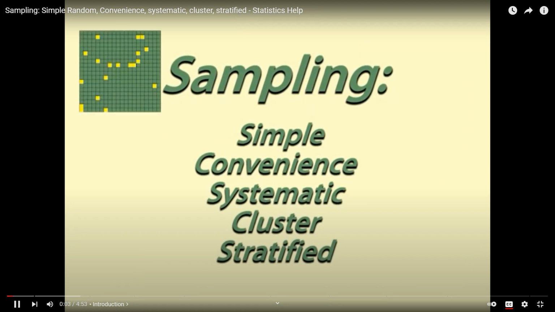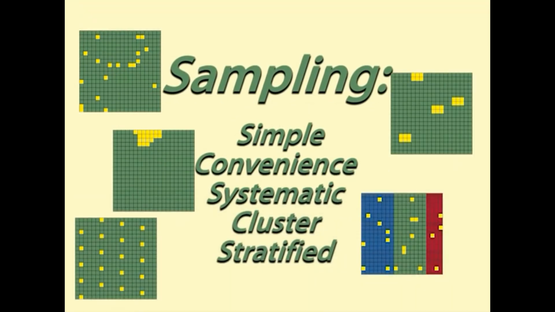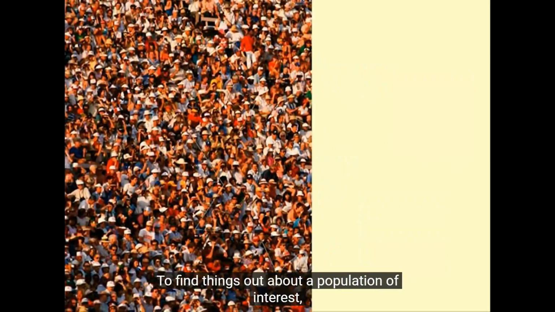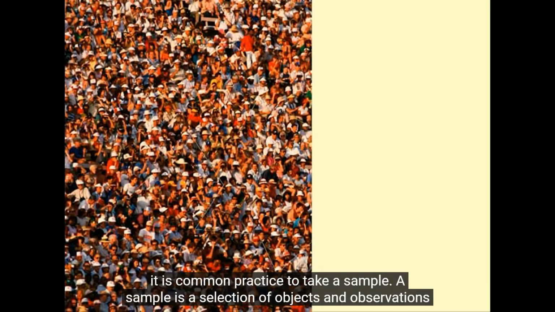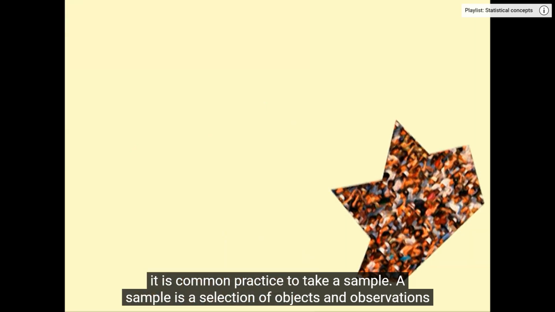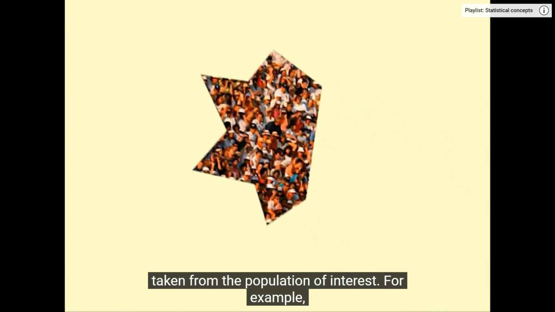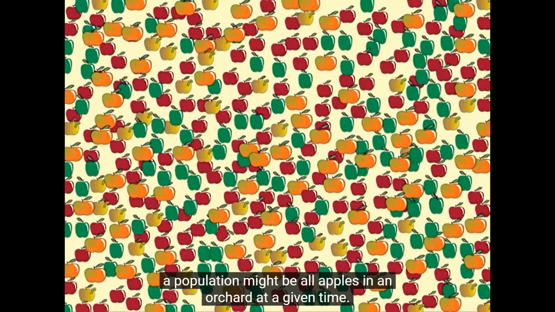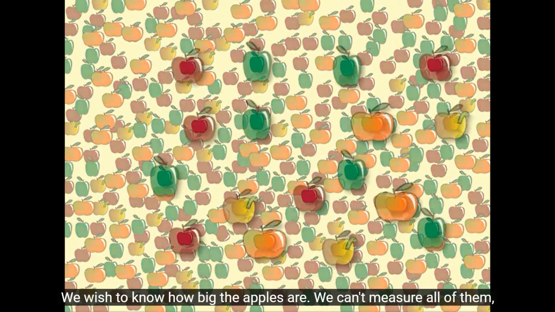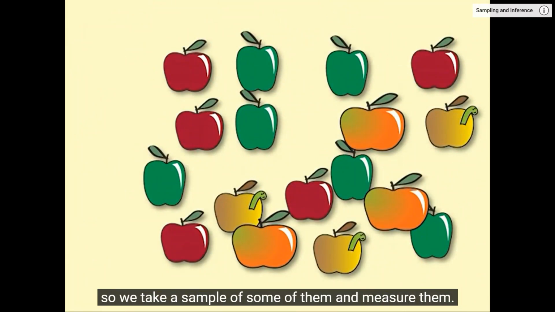Sampling: simple, convenience, systematic, cluster, and stratified. To find things out about a population of interest, it is common practice to take a sample. A sample is a selection of objects or observations taken from the population of interest. For example, a population might be all apples in an orchard at a given time. We wish to know how big the apples are. We can't measure all of them, so we take a sample of some of them and measure them.